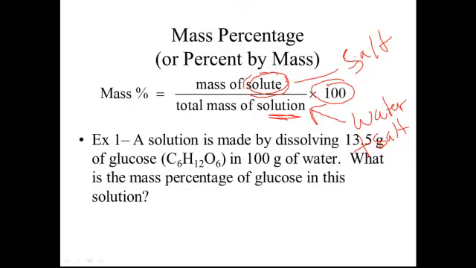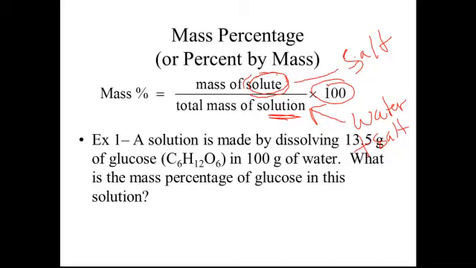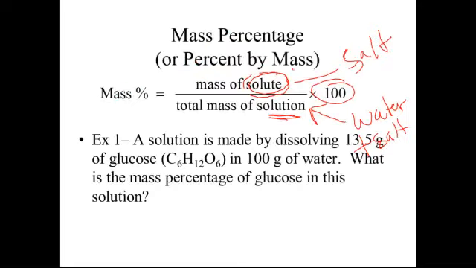Okay, so here's an example of this. It says a solution is made by dissolving 13.5 grams of glucose in 100 grams of water. What is the mass percentage of glucose in this solution? So to solve this, we want to take our 13.5 grams of glucose, 13.5 grams over the mass of the entire solution.